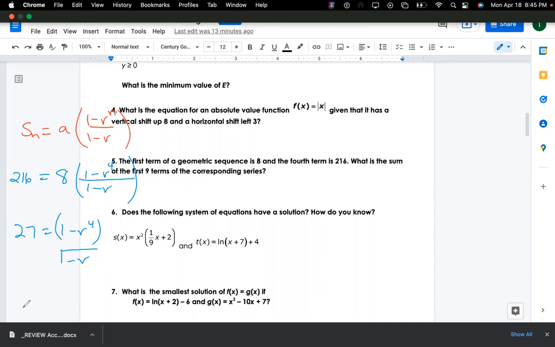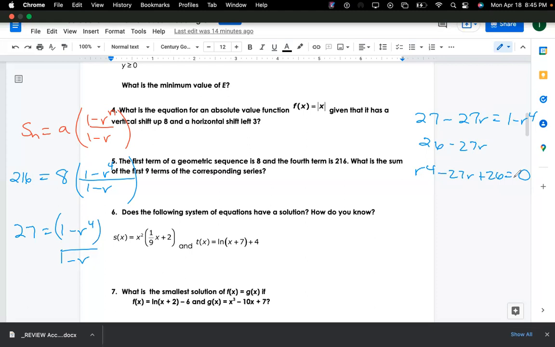Now I'm going to multiply by this 1 minus R and put it onto the other side. So I'm going to get 27 minus 27R. And then I'm going to set that equal to 1 minus R to the 4th power. I'm going to move all my numbers to one side, so this will be 26 minus 27R. And I'm going to move that R to the 4th over to this side as well. So I'll have R to the 4th minus 27R plus 26. And again, I'm trying to figure out what R is.